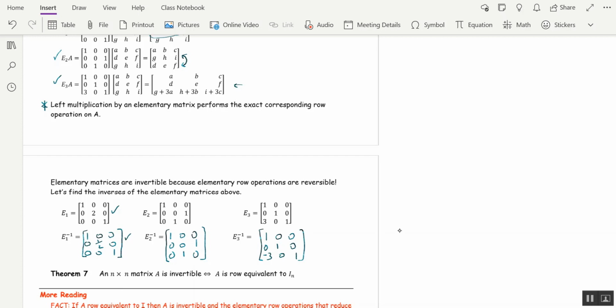All right, and finally, another big theorem that we will talk about next time, it will be part of the invertible matrix theorem. An n by n matrix is invertible if and only if it is row equivalent to the identity. All right, and that is the end of this section.